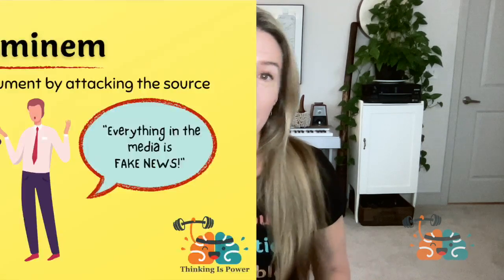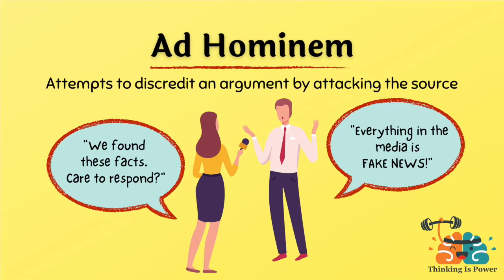Latin for "to the person," the ad hominem fallacy is a personal attack. Essentially, instead of addressing an argument's substance, they attack the source. The ad hominem can take many forms, from attacking someone's character, to questioning their motives, to accusing them of being a hypocrite. For example, a common technique used to discredit news reporting is to accuse them of being fake news.